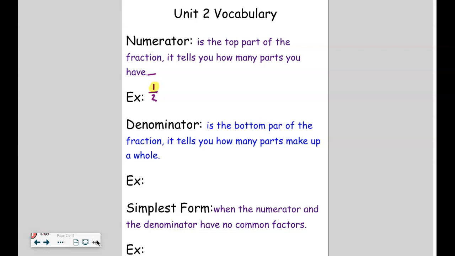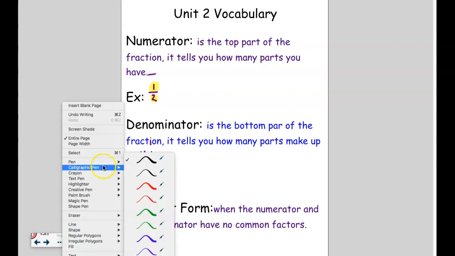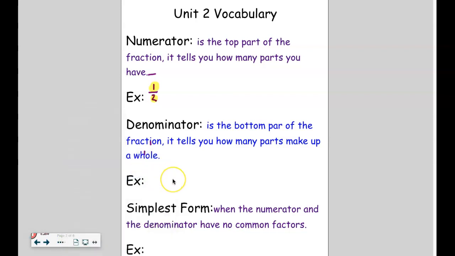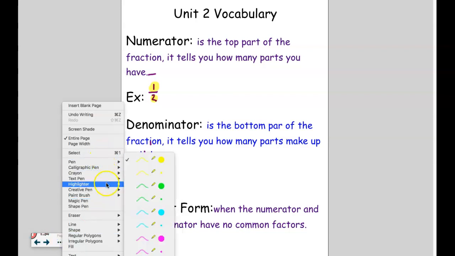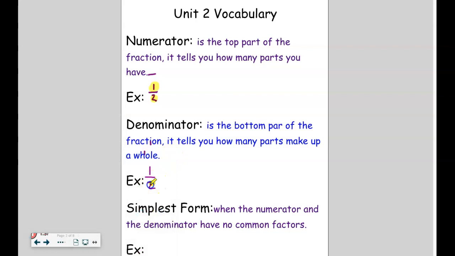So our example of 1/2, our denominator would be 2. In simplest form, the numerator and the denominator have no common factors. So we're going to look at 1/2. Our common denominator is 2.